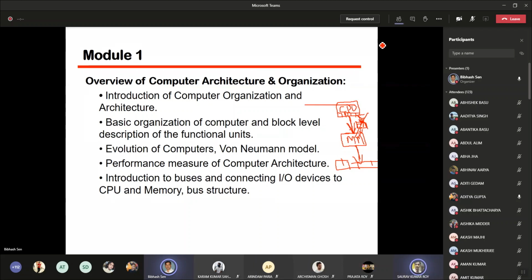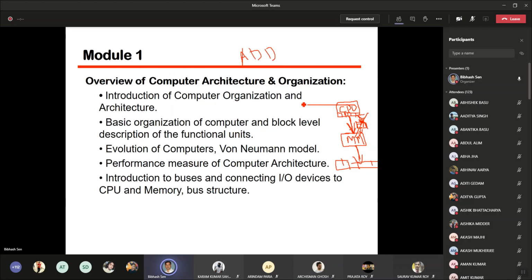Yes, sir. Now again, more details. Suppose you are designing a computer which will do only addition of two numbers. Only one instruction, add. You need only one instruction, that is add. Am I correct?